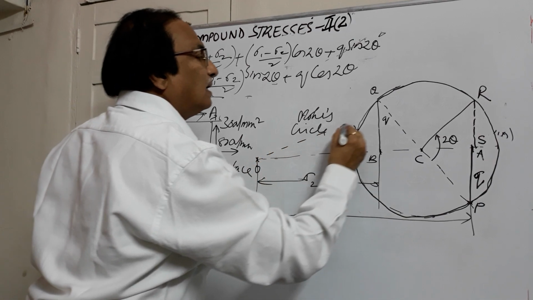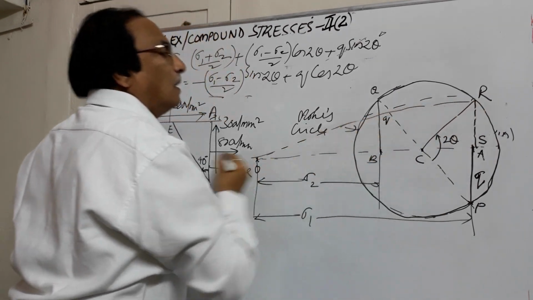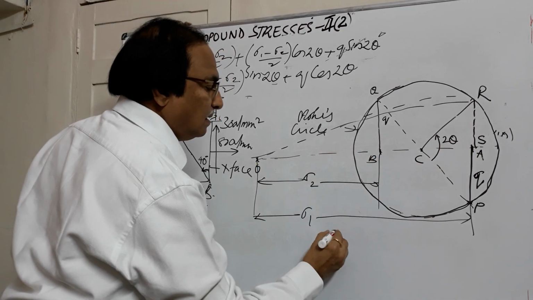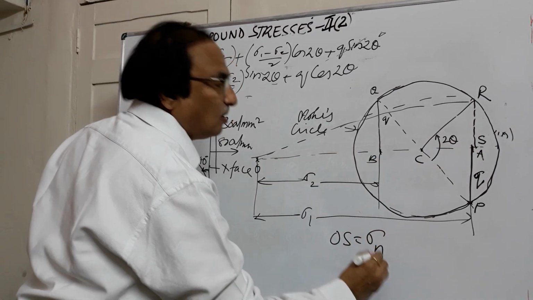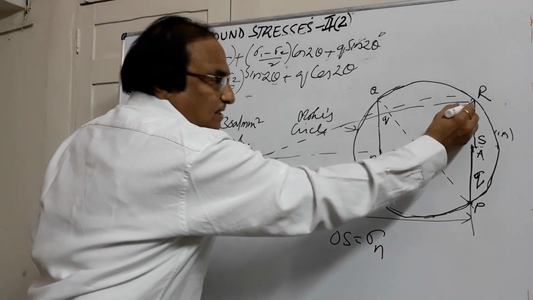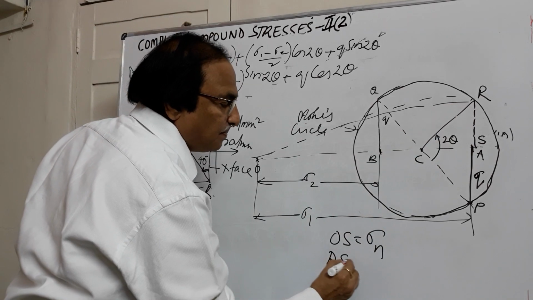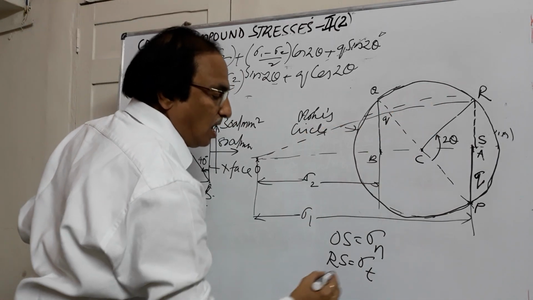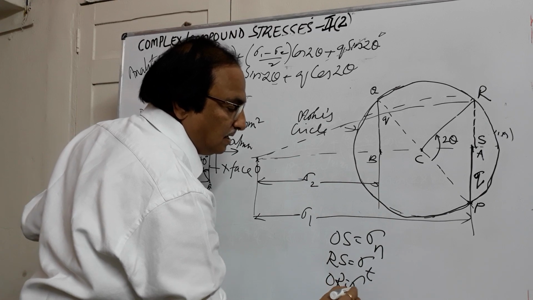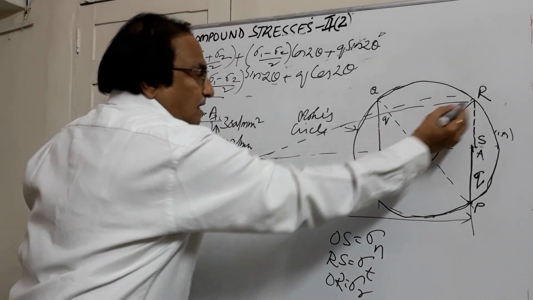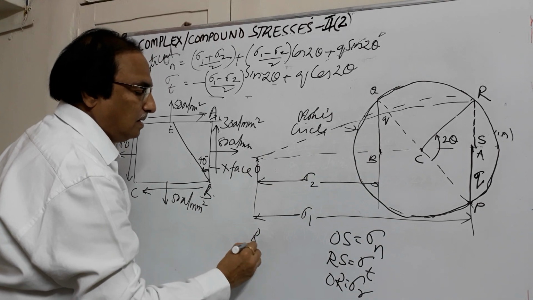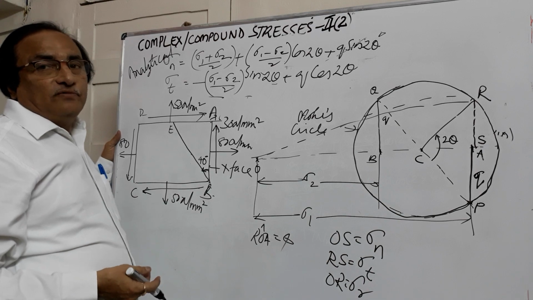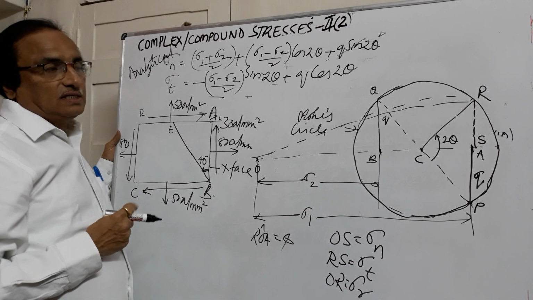Join O and R. Now this distance OS will represent the normal stress, and this distance RS will represent the tangential stress, and this distance OR will represent the resultant stress, and this angle ROA will represent the angle of obliquity phi. So this is the stress diagram.